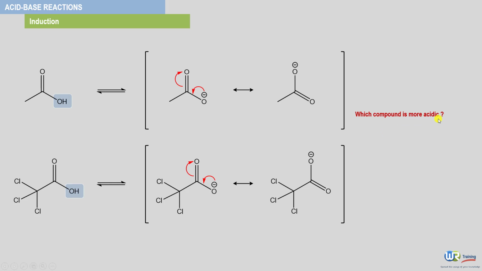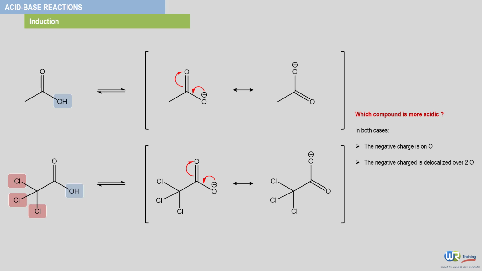To answer this question here, the 2 factors that we saw previously are not sufficient, because in both cases, the negative charge is on oxygen, and the negative charge is equally shared between 2 oxygen atoms. So there must be a third factor. And if you examine carefully the 2 structures, you will see that there is a difference here related to the presence of chlorine atoms. So what difference does that make?